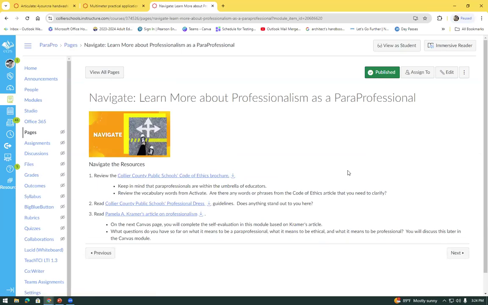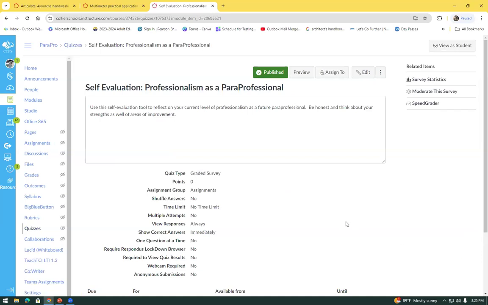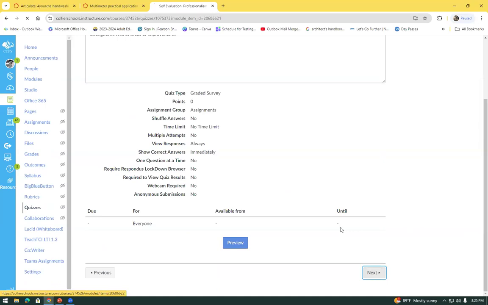This is our local school district's professional dress guidelines. And then there's an article on professionalism. This is where they do their heavy reading comprehension. They're looking at the vocabulary, making sure they understand all of it within the context of being a paraprofessional. And then that's going to lead them to do a self-evaluation. This is where they're going to really be honest with themselves, think about what things they might need to work on or improve on before they become employed as a parapro.